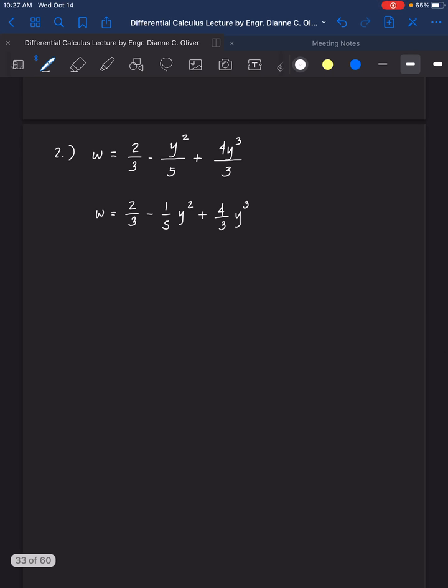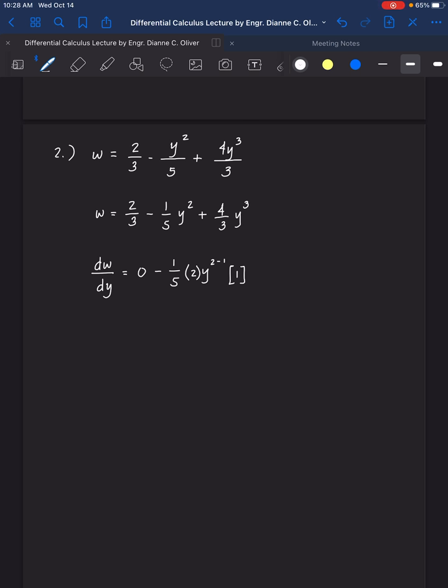So when we derive derivative of w over derivative of y, derivative of constant here is 0 minus, so we copy the constant 1/5, copy the base y, bring down the exponent 2, minus 1 the exponent, and then the derivative of y is 1.